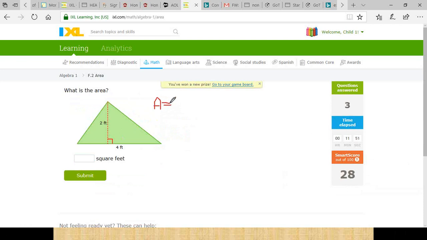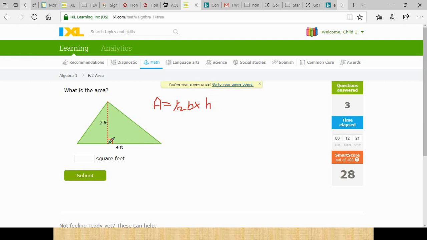Okay, we did a lot of this last evening. You need to go over it. You have to remember this. It doesn't make any sense that we go over it and you don't remember it. The area of a triangle is half the base times the height.